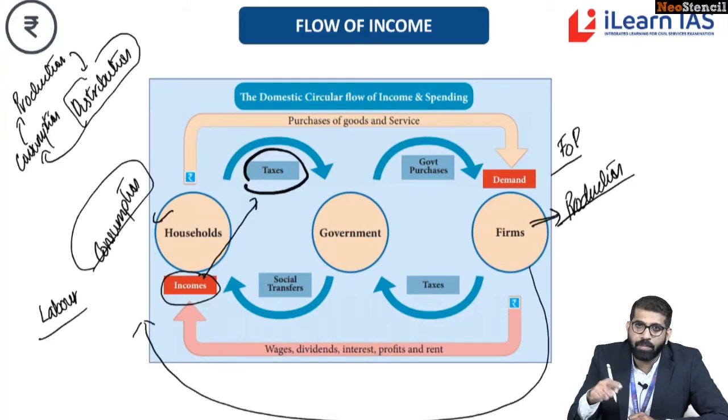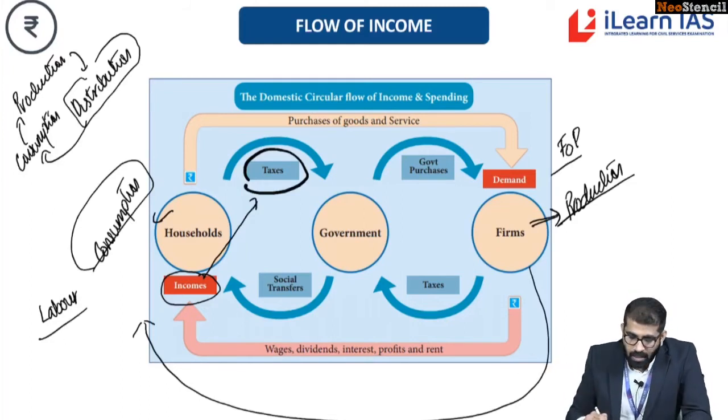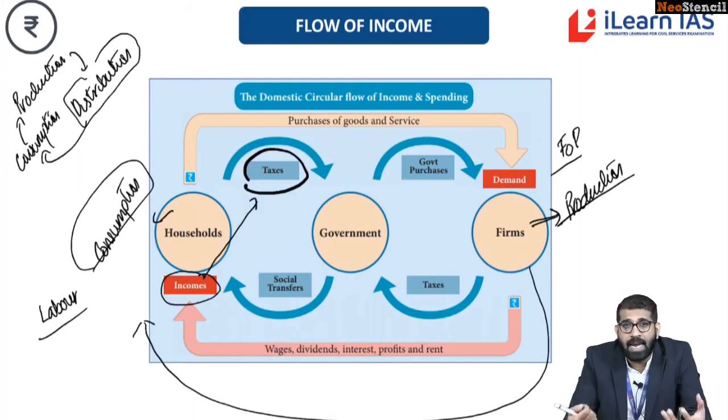What goes from the government to the firm? What type of income goes? It is in the form of purchases. Because the government is not producing each and every item, right? The government will have to purchase cars, bulbs, stationery, and a lot of other items that they are not producing. The government is not in the realm of producing each and every item. Now from where do they purchase? They purchase from the firm.